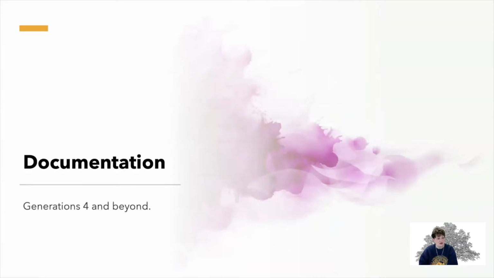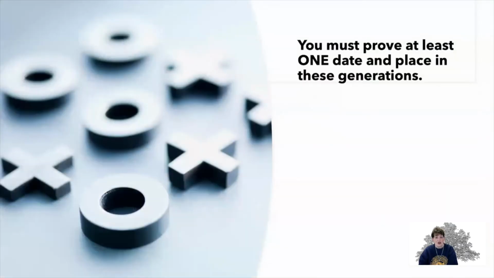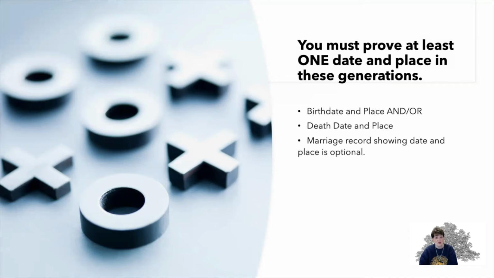Documentation for generations 4 and beyond is a little different. You must prove at least one date and place in these generations. So a birth date and place and/or a death date and place. A marriage record showing the date and place is optional. The more information you can put in these generations, the better. The more documentation you can submit in your packet, the better chance you have of proving your lineage.